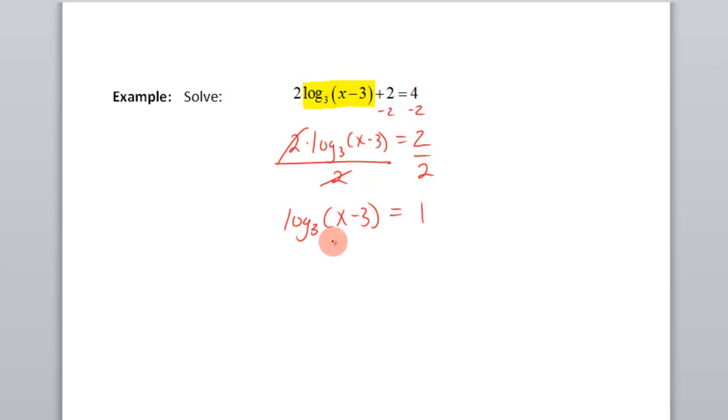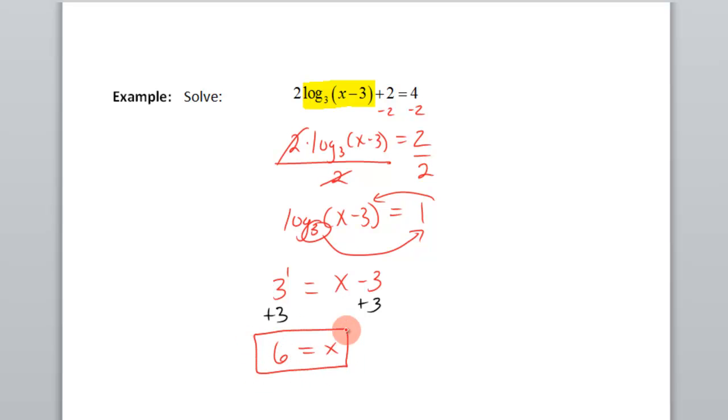I'm stuck. I don't know what to do. Oh wait, I got to get in here. So change to exponential, right? 3 to the first. And that unlocks it. 3 to the first gives me x minus 3. And look at how easy it is to finish it off now. Add 3 to both sides, and you're done. 6 equals x, and it's the exact answer.